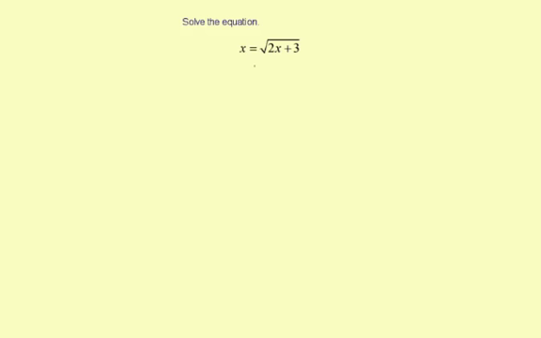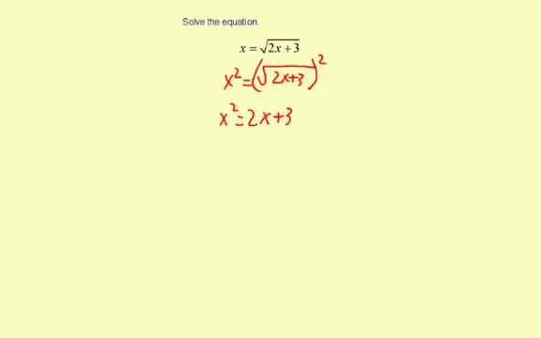Solve the equation x equals square root of 2x plus 3. To solve these radical equations, what you have to do is square both sides to eliminate the radical sign. So it's going to be x squared equals the square root of 2x plus 3 squared, which is simply x squared equals 2x plus 3.